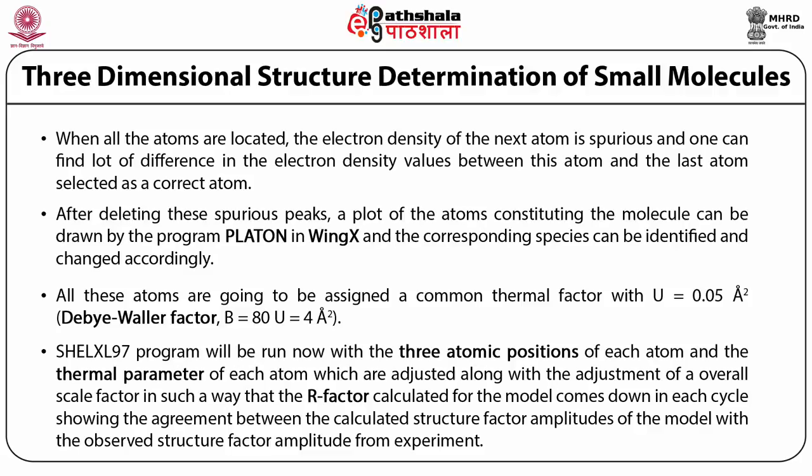So now, SHELXL97 we are going to run after viewing the molecule, and we are going to adjust 3 positions of each atom and also 1 thermal parameter. Totally 4 parameters are going to be adjusted. Since it's 20 atoms, 20 times 4 is 80. Plus 1 scale factor, 81 parameters are going to be adjusted. So this is known as isotropic refinement, because we assume the vibrations to be the same, that is iso, along x, y and z direction. This will also take only some seconds to come to a convergence.